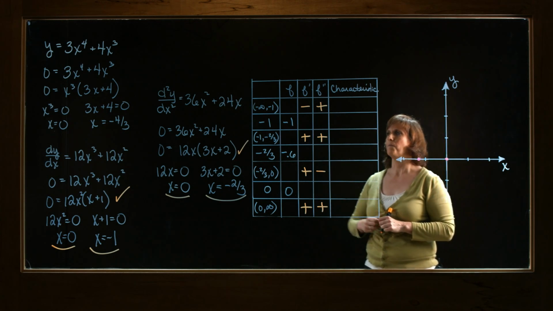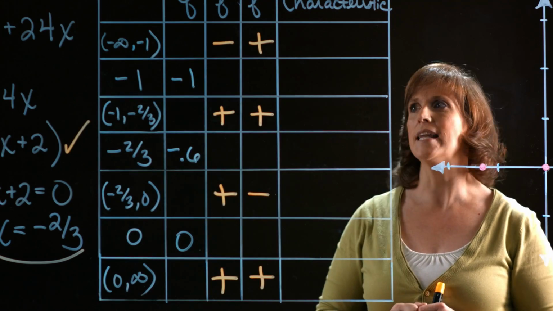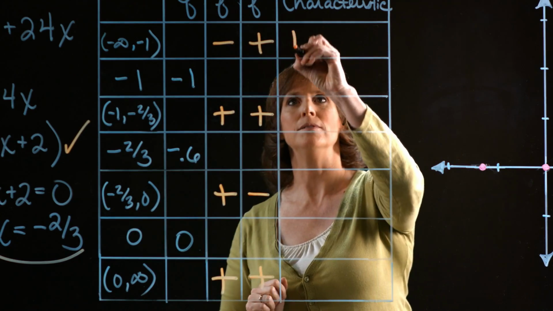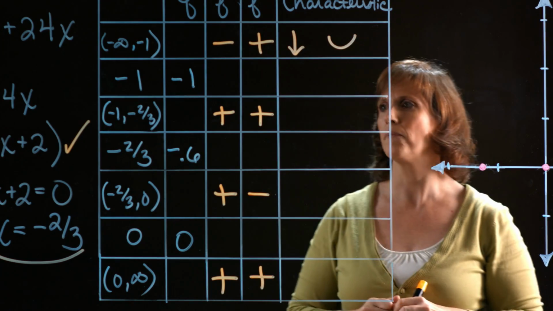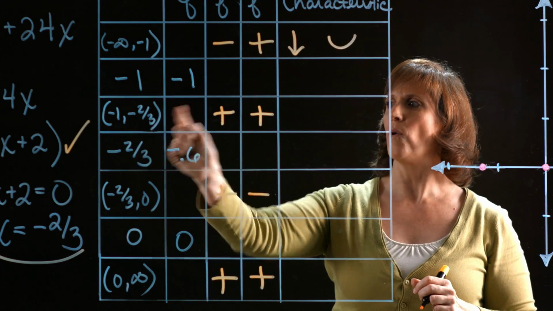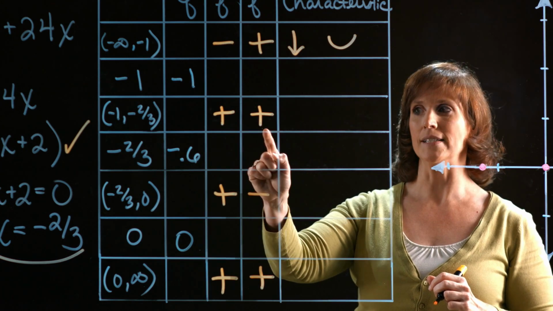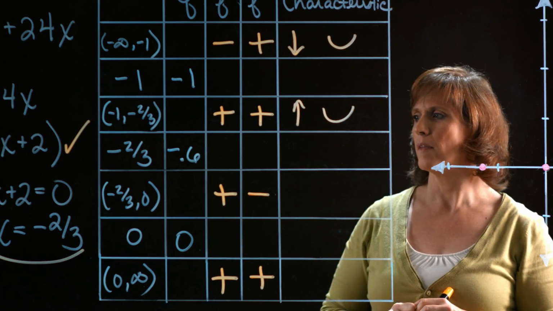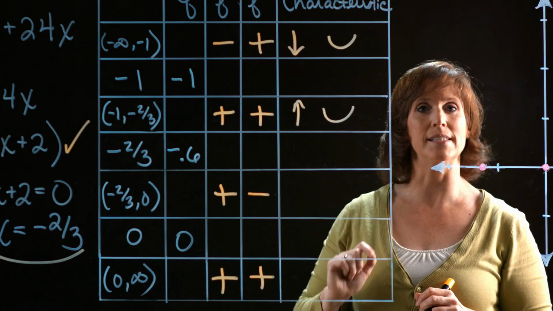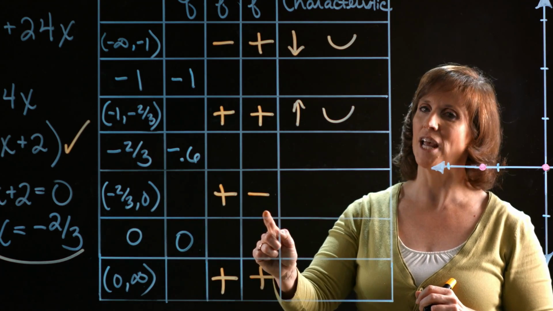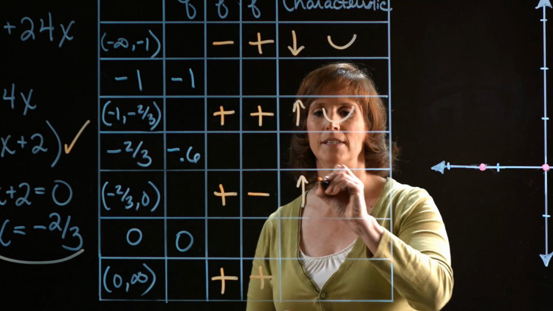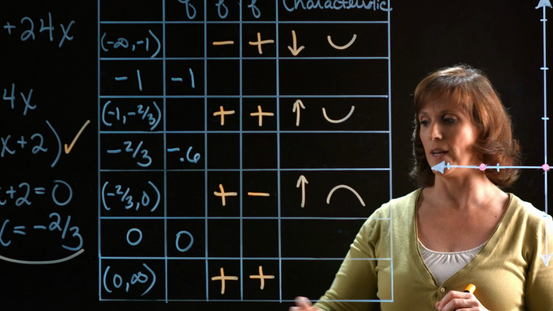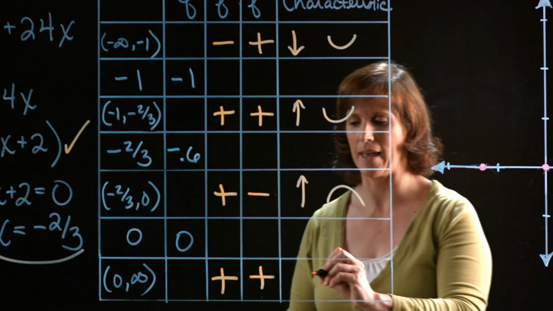Let's see what's happening. On the interval from -infinity to -1, my graph is decreasing, but it's concave up. So decreasing, concave up. On the interval from -1 to -2/3, it's increasing and concave up. On the interval from -2/3 to 0, it's increasing, but I'm changing to concave down. Increasing, concave down. And then finally, on the interval from 0 to infinity, I'm increasing and concave up again.